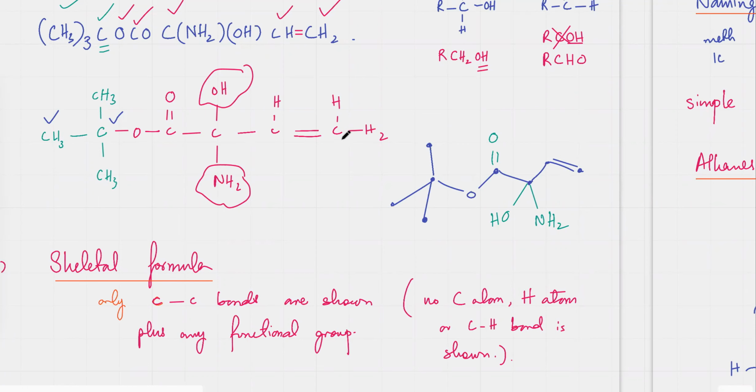On the third carbon atom from the left, there are two functional groups. One is OH and the other one is NH2. So you show those OH and NH2 groups as well. But you'll get it. We'll keep on practicing this.